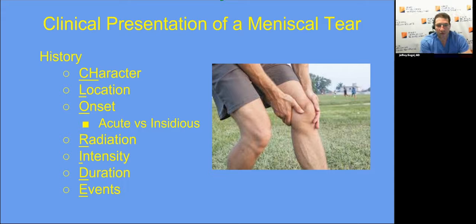So by acute injury, I mean someone who remembers what I call an ouch moment. They were doing something, they felt sudden pain in their knee, and from that moment forward, they've had pain. That provides a different likelihood of diagnosis to me than someone with a more gradual onset of pain.